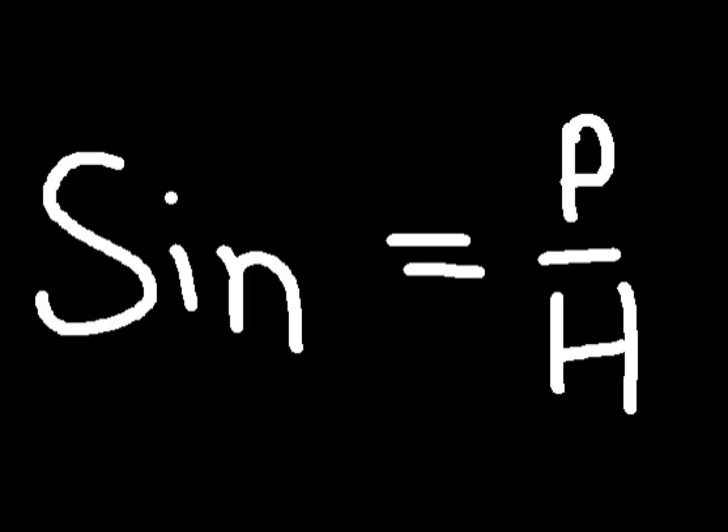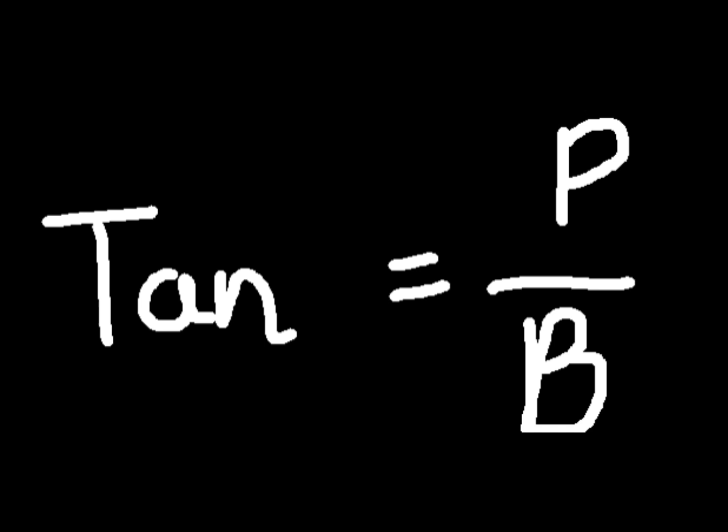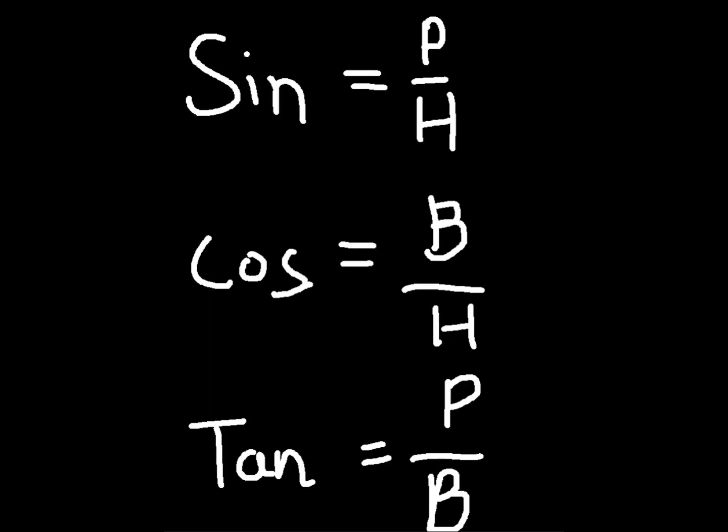Sin is the ratio of the perpendicular over the hypotenuse. Cos is the ratio of the base over the hypotenuse, and tan is the ratio of the perpendicular over the base. Take a look at the ratios and note them down, as they are going to be used all over this chapter.